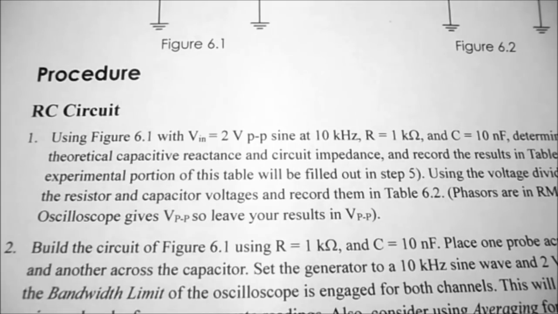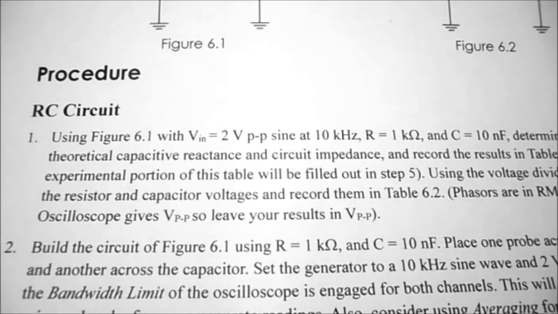Under procedure, step number 1, we're talking about the RC circuit, so we're going to be using figure 6.1 with Vin equals 2 volts peak to peak sine wave at 10 kilohertz. Our resistor is going to be 1K ohms, and our capacitor is going to be 10 nanofarads. We're to determine the theoretical capacitive reactance and circuit impedance and record the results in table 6.1. The experimental portion of this table will be filled out in step 5.